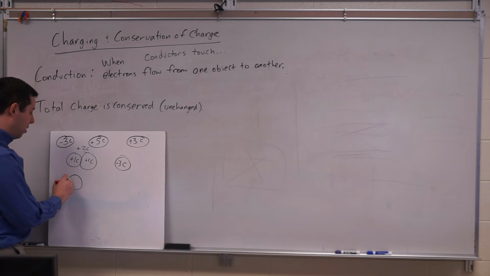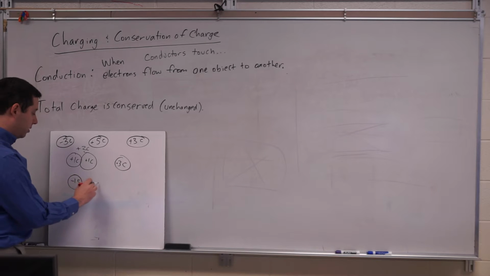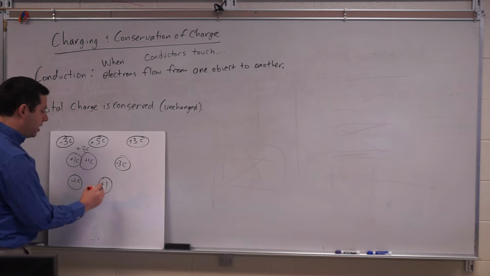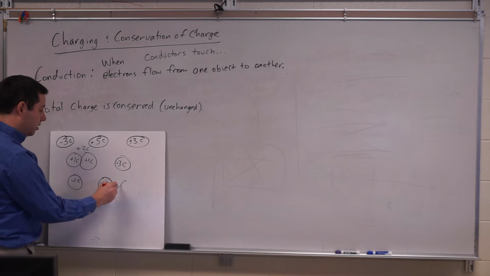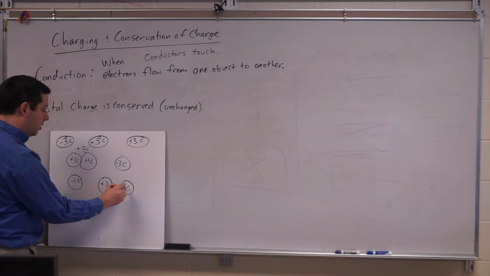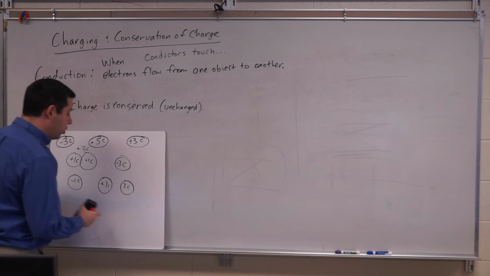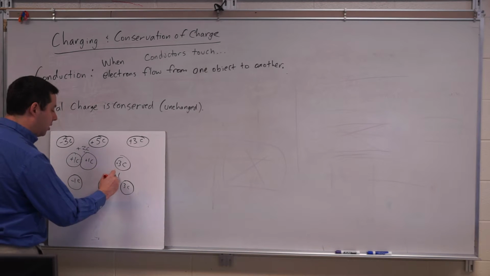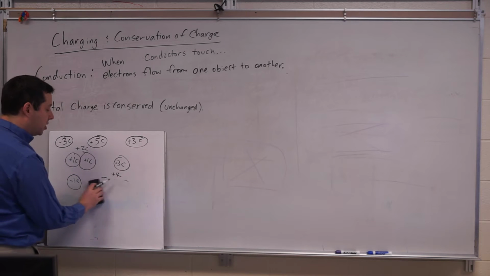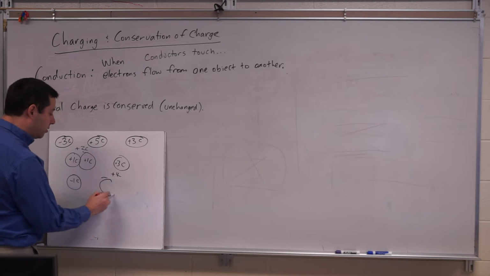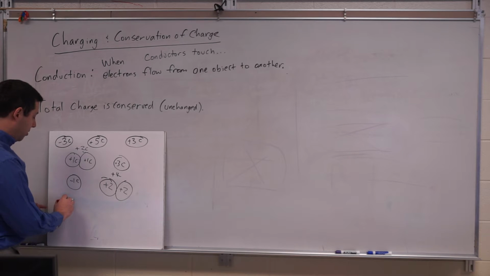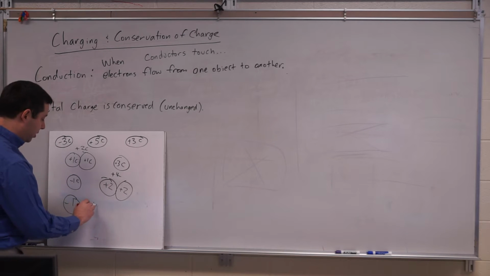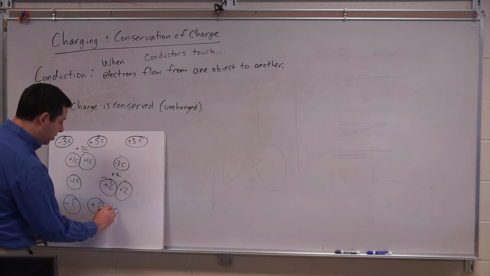Let's separate these now. So we have a plus 1, we have a plus 1, and now let's touch this plus 1 to the 3. We're going to touch those two together, and the total of plus 1 and 3 is plus 4. But that plus 4 is split among two objects. So now you get a plus 2 and a plus 2. You could separate them. Minus 1, plus 2, plus 2.